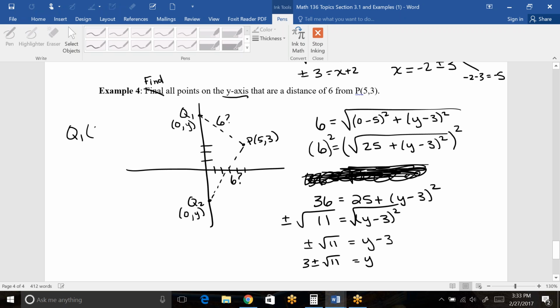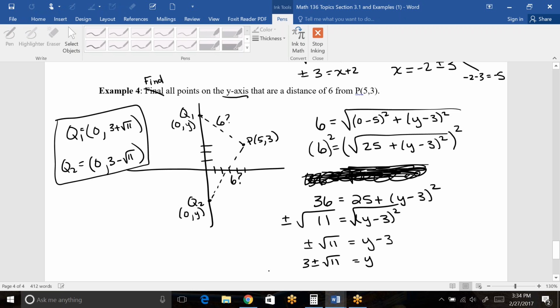So this would be 0, comma, let's write the bigger one, so 3 plus the square root of 11, since that is Q1 is higher than Q2 the way I've drawn it. And Q2 is 0 and then 3 minus the square root of 11. So there are my 2 points.